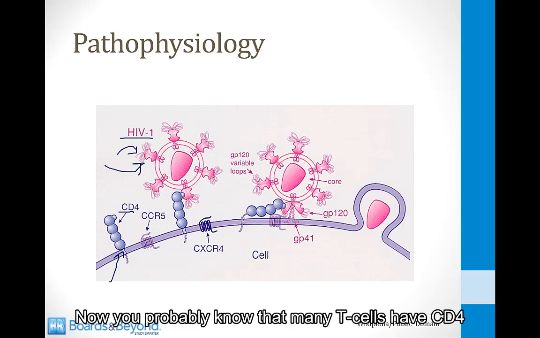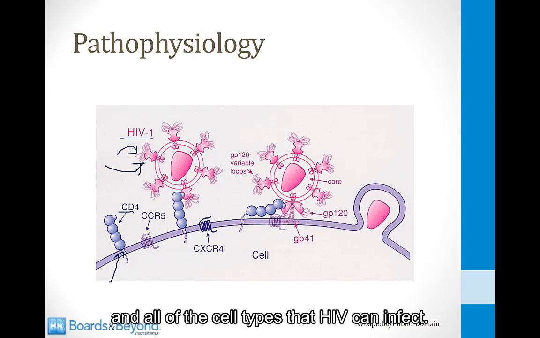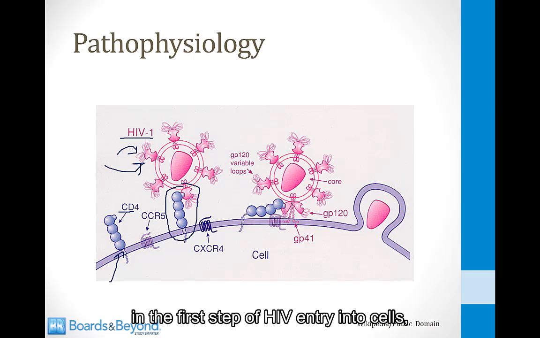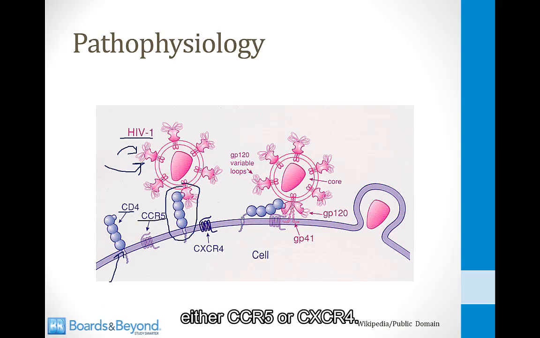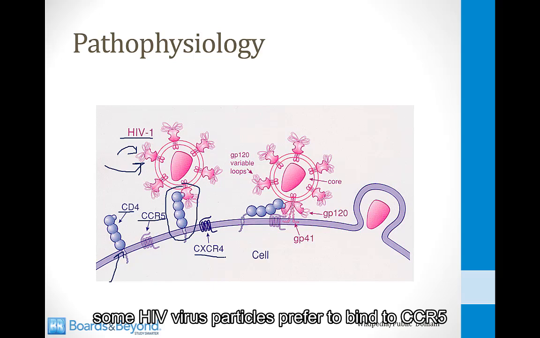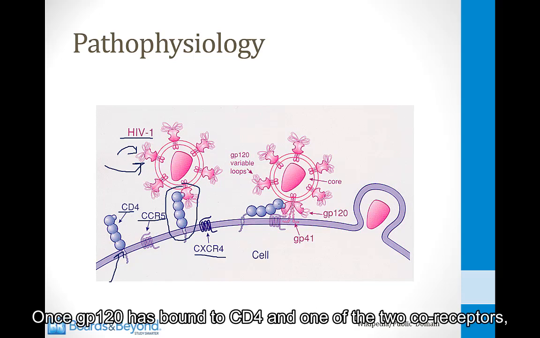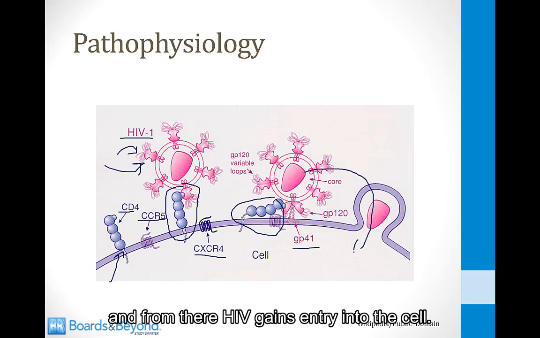Now you probably know that many T cells have CD4 on their surface, but what you may not realize is that CD4 is also found in monocytes and macrophages and dendritic cells, and all of the cell types that HIV can infect. So GP120 and CD4 will bind in the first step of HIV entry into cells, but that's not enough. HIV needs to then bind to one of the co-receptors, either CCR5 or CXCR4. And as we just talked about in the last slide, some HIV virus particles prefer to bind to CCR5 and some to CXCR4. Once GP120 has bound to CD4 and one of the two co-receptors, then GP41 can serve its role as an anchoring protein, and from there HIV gains entry into the cell.